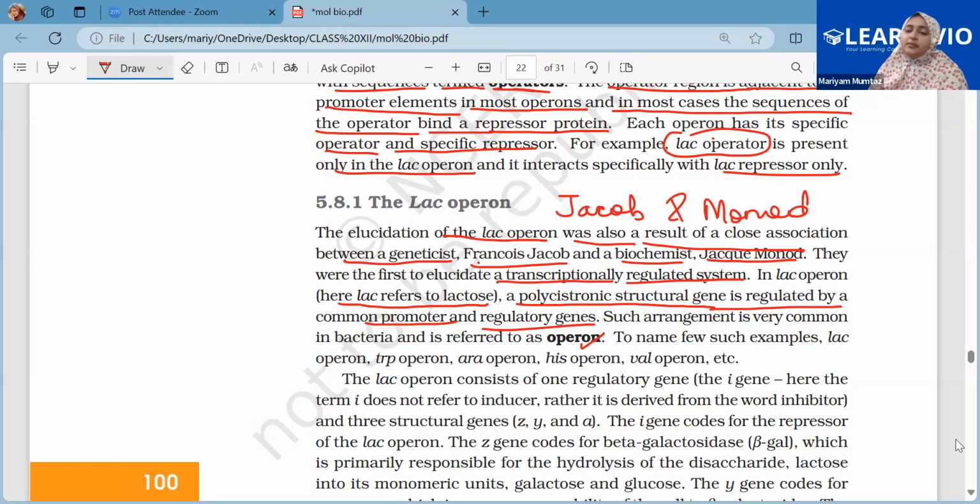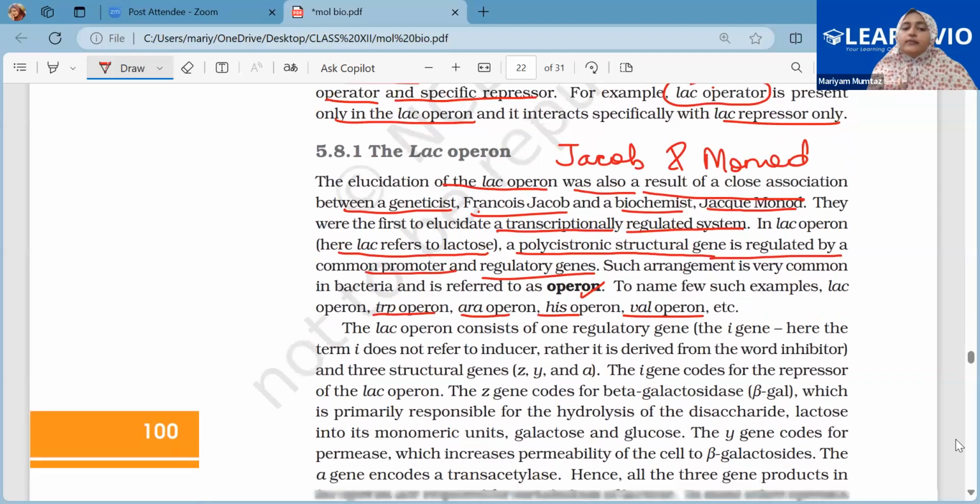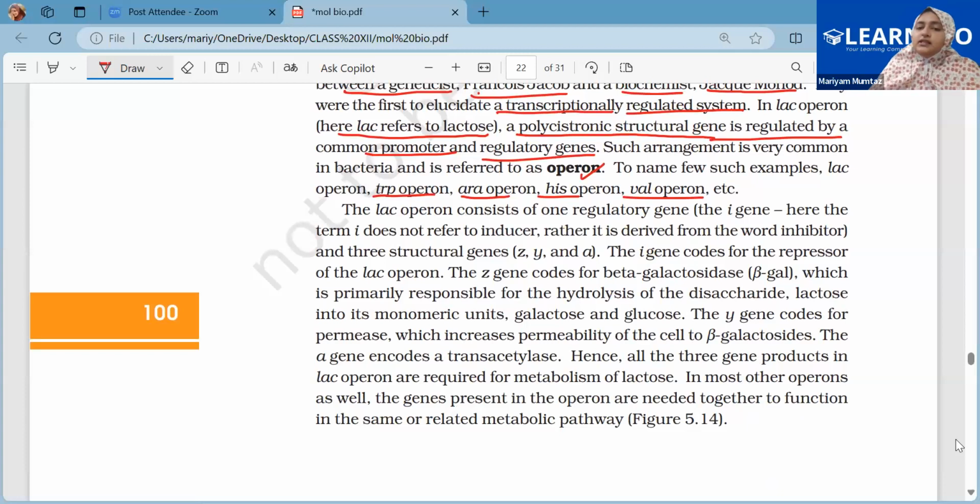To name a few examples, there is lac operon, tryptophan operon, then ara operon, histidine operon, valine operon. So all of these are the different kinds of operons that exist in bacteria. Now, the lac operon consists of one regulatory gene, that is the I gene. Here, the term I does not refer to inducer. Rather, it is derived from the word inhibitor.